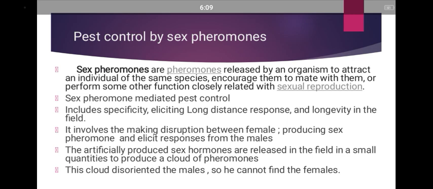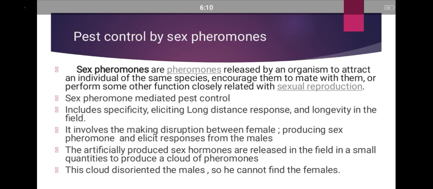Sex pheromones are pheromones used by an organism to attract an individual of the same species, encourage them to mate with them, or perform some other function closely related with sexual reproduction. Sex pheromone mediated pest control includes specificity, eliciting long distance response, and longevity in the field. It involves the disruption between female producing sex pheromone and elicit responses from the males.